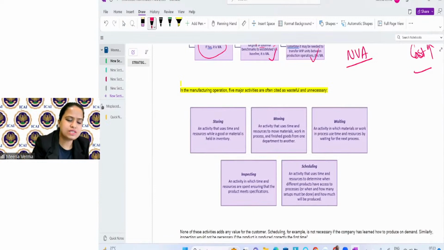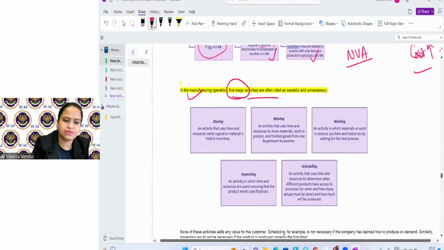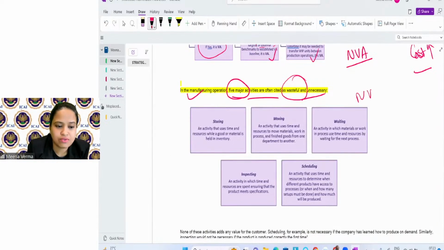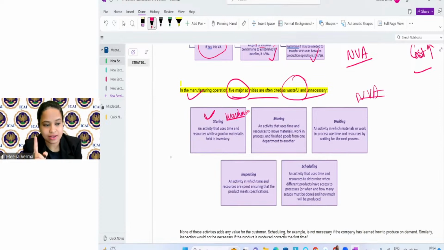Okay. Now, if you see here, they have taken 5 major activities that are completely a waste. Unnecessary activities, meaning all these are non-valuated activities. So what is it? Storing of inventory. We have learned, if you remember, unnecessary storage of inventory in a warehouse or anywhere is a waste because it will result in carrying cost. Not required, right? So unnecessary storage of inventory is not required. An activity that uses time and resources while a good or material is held in inventory. It is not at all recommended to store the inventory.